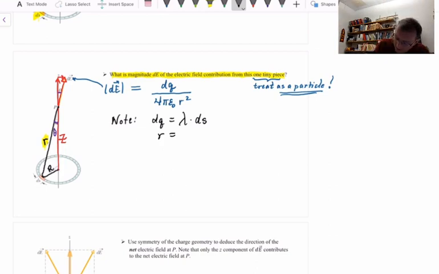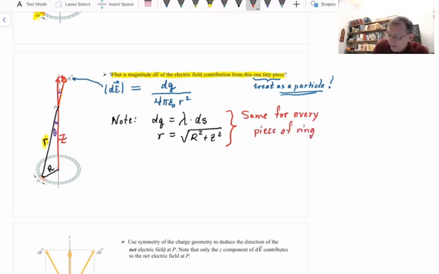So little r then is, from Pythagoras, the square root of big R squared plus Z squared. And these two quantities right here, both dQ and little r, we now see are the same for every piece of the ring. That's really helpful to note in this case, because we've got a lot of symmetry with something shaped like a circle. We want to take advantage of that. All right, now that's the magnitude.